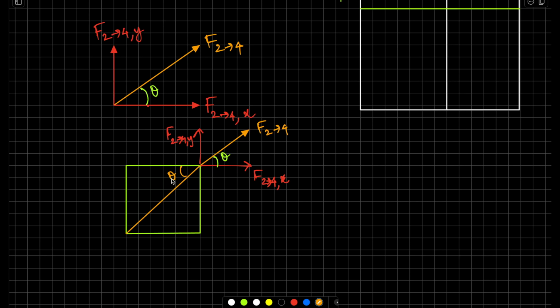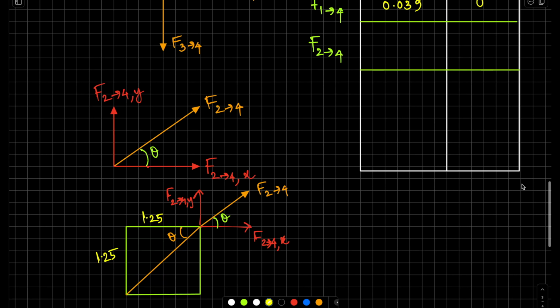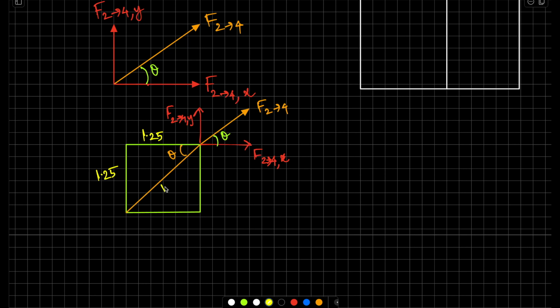Okay, how do you find this angle theta? It's simple. This side is 1.25 meters, and this side is 1.25 meters again. And we found the length of this side, 1.77. This is the hypotenuse, 1.77. To find this theta, you can use any one of the three trigonometric functions: cosine, sine, or tan. I'm going to use cosine here. You can use any one of them.